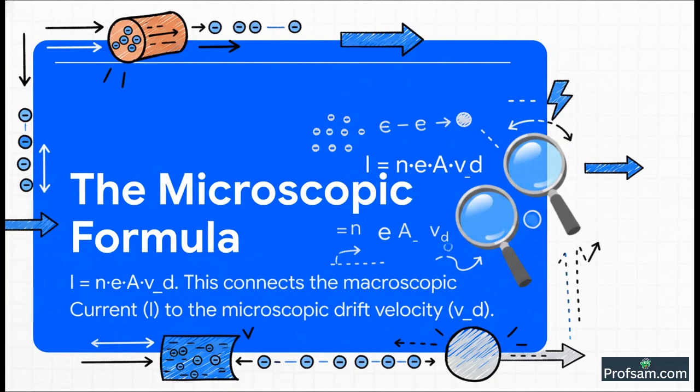Now, let's get to the really interesting part. Let's connect this big idea of current that we can measure to the tiny world of electrons. For this, we have the microscopic formula I equals n e A v_d. Don't worry, it's simple. Here, n is the number of free electrons in a unit volume, basically how crowded the dance floor is. e is the charge of one electron, a constant. A is the cross-sectional area of the wire, how wide the dance floor is, and v_d, that's our hero, the slow drift velocity we just talked about. See? This one beautiful formula links the big current to the tiny drift velocity v_d.